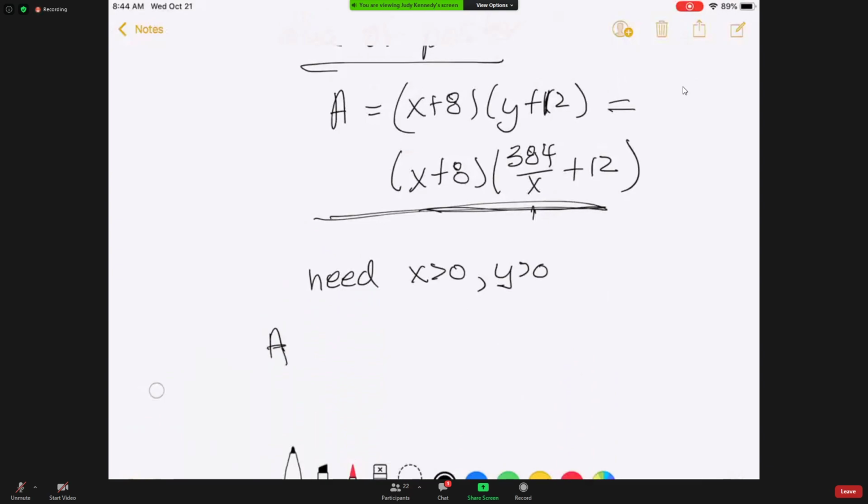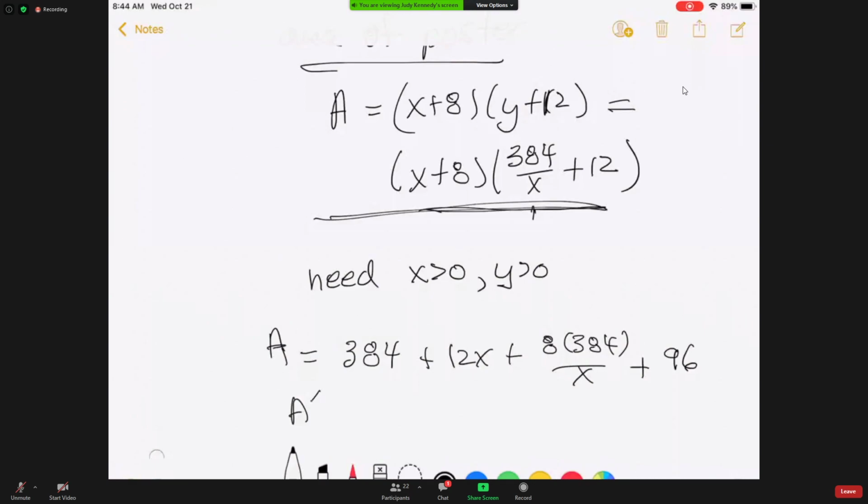Okay. So area is, I'm going to multiply it out or expand because you could leave it as it is and use the product rule too. Either one. But x times 384 over x, that would be 384. And then x times 12. And then 8 times 384 over x. Plus 8 times 12. 8 times 12 is 96, I think.